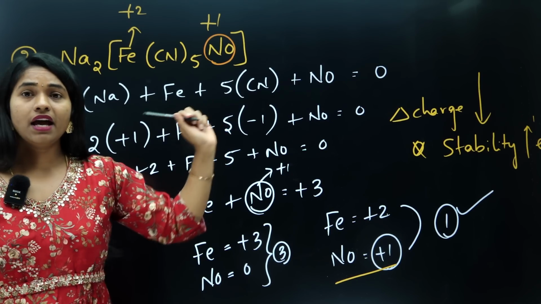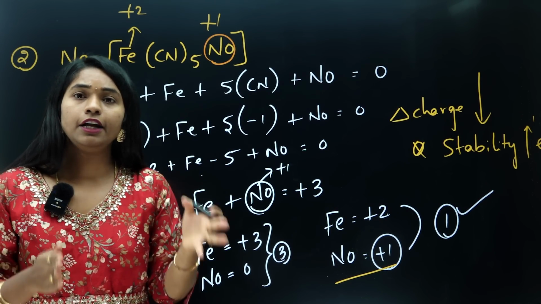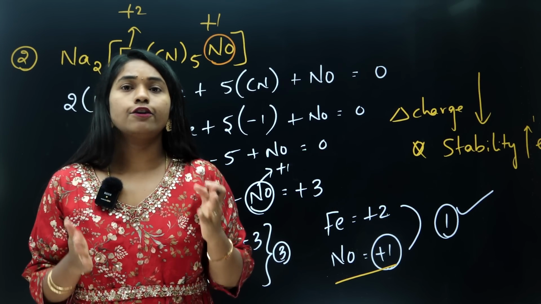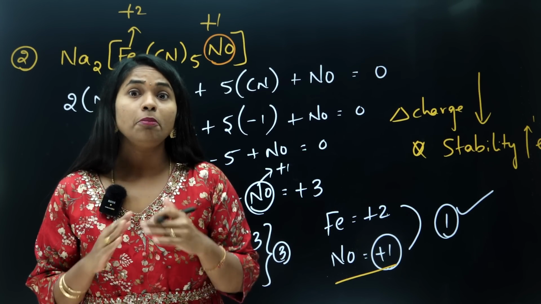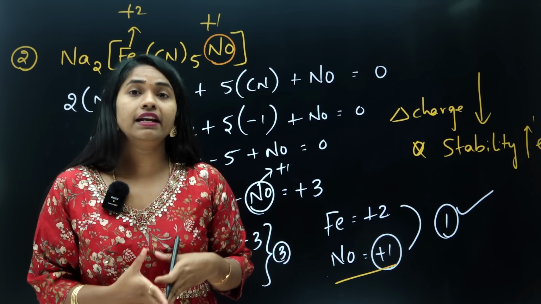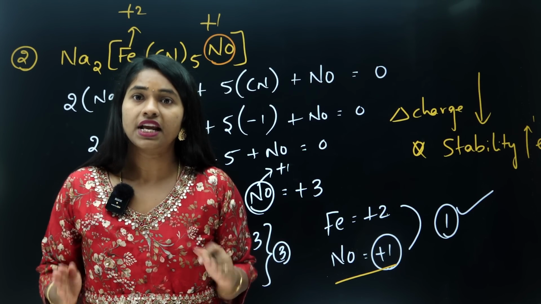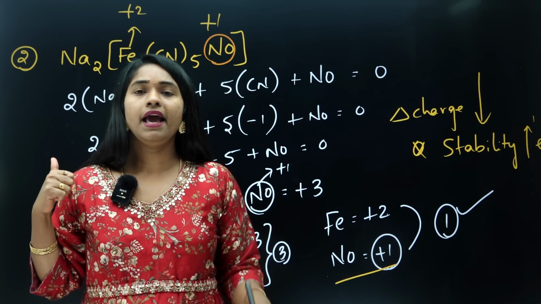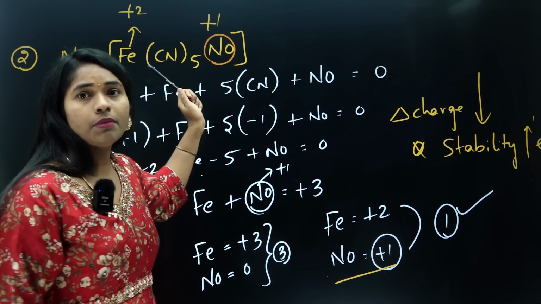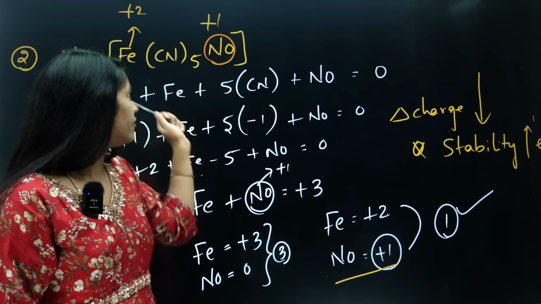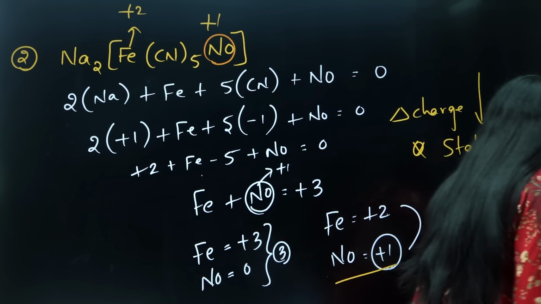Then the question will be asked like sodium nitroprusside, oxidation state of iron. Sometimes they don't mention the complex also, directly they will tell you sodium nitroprusside. In that case, this will be helpful for you. So what is the sodium nitroprusside formula? Na2FeCN5NO. Let us see the next one.